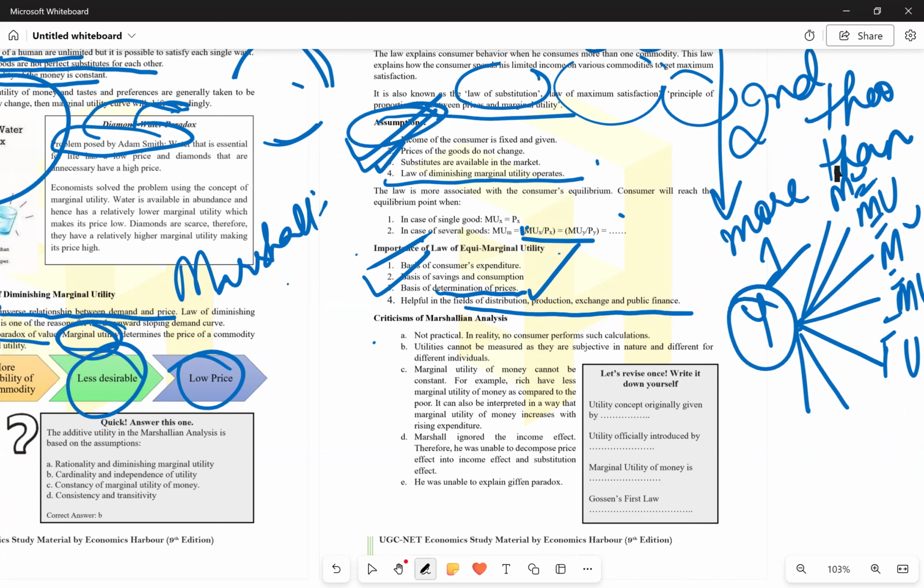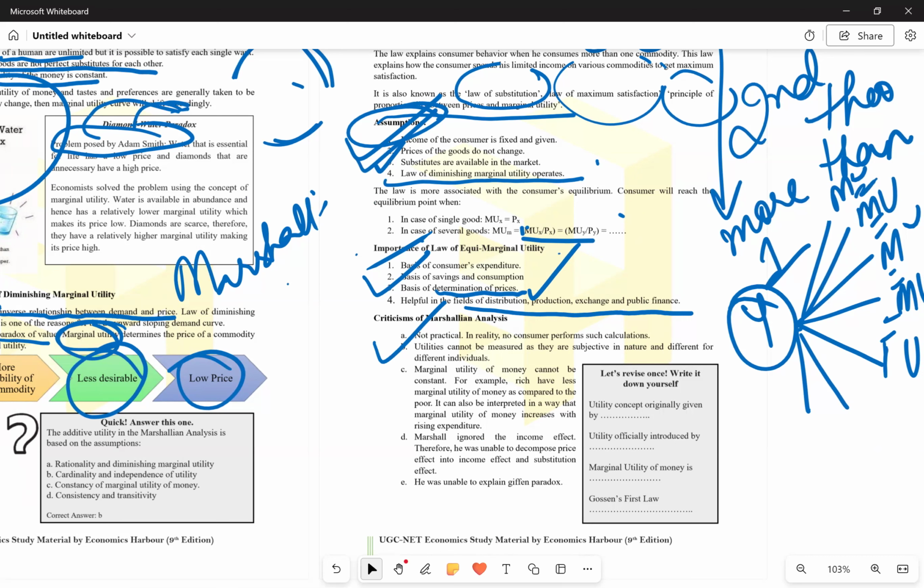So first was that this theory is not practical, right? Because we as consumers will never go for this consumption, right? So we will not be like, okay, this is the utils, let's consume it. No, no, no. We don't do that. We just consume a commodity straightforward, without thinking about how much satisfaction one is getting out of it. We want it, we take it.